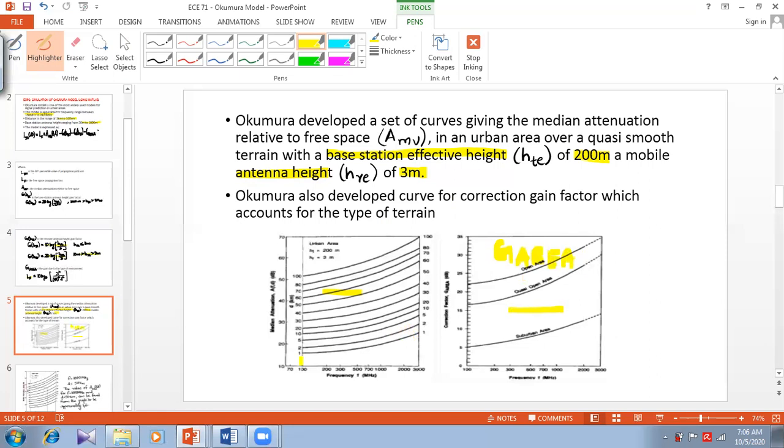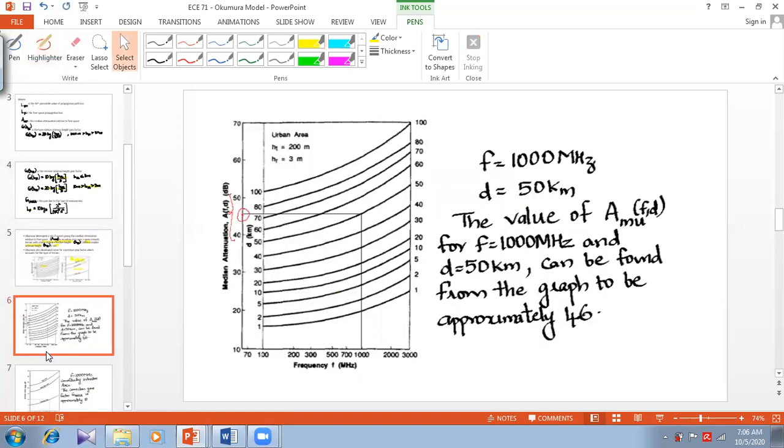Now let us see how exactly we can find this. Let me consider the frequency under consideration is 1000 megahertz, and the separation distance between the receiving and transmitting antenna is 50 kilometers. In that case, how will I find the value for AMU?